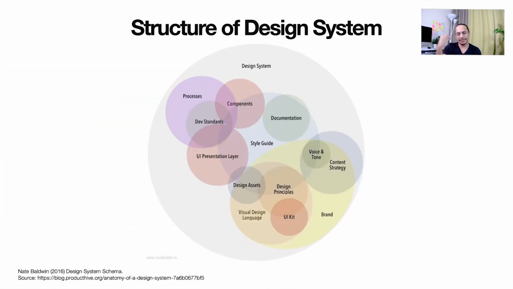Let's look at the same thing from a different angle. The processes, dev standards, components, UI presentation layers, style guide, documentation, voice and tone, content strategy, UI kit, design principles, design assets, visual design language, and the brand. See, here what we have, this is related to design. This is related to the content. This is related to the production process and the development. And then the overall style guide. So different things make up the design system. You need to understand that.